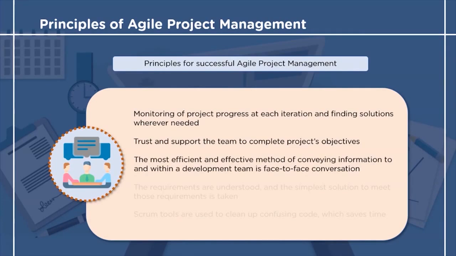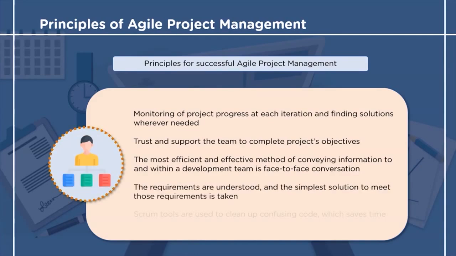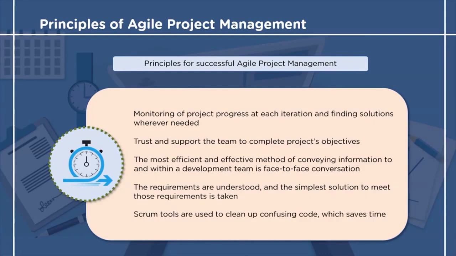The face-to-face conversation helps in both solving problems and easy knowledge sharing. Then the ninth principle emphasizes on finding solutions and maximizing the amount of work done with simplicity. This ensures timely completion of tasks by all the team members. The last principle states that Scrum tools like Monday.com or Zoho Sprints must be used to simplify the complicated codes, which further helps in saving time.